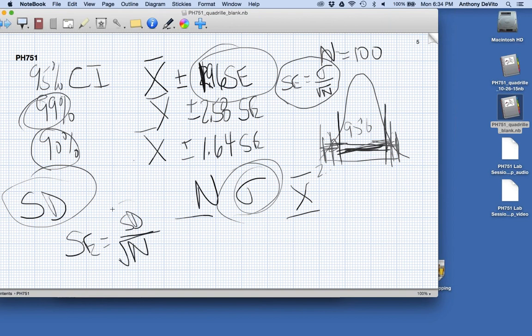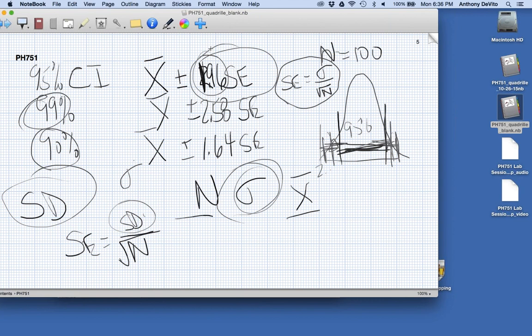The only problem now is that because I don't know sigma, I'm using standard deviation instead. I've introduced another layer of uncertainty, right? So now I can no longer assume that 1.96 times the standard error is going to capture my true population mean. I'm going to be 95% certain that it will.